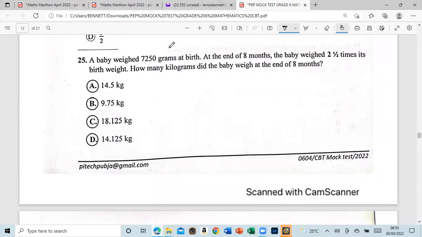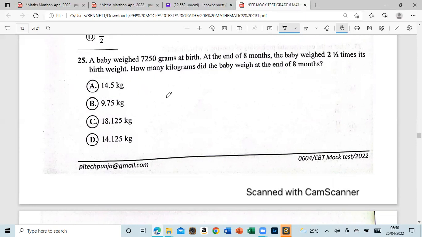A baby weighs 7,250 grams at birth. At the end of 8 months, the baby weighed 2.5 times its birth weight. How many kilograms did the baby weigh at the end of 8 months? All right, so let us look at it. I'm going to try to do the simplest way that a grade 6 student can calculate.